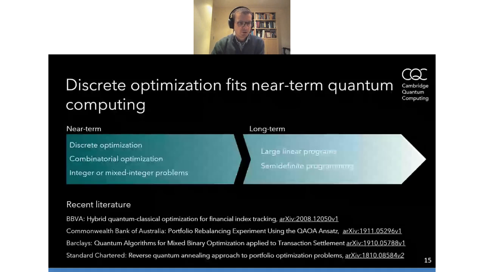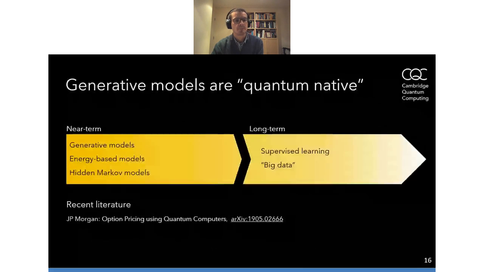This one, similarly, is a portfolio optimization problem done by the Bank of Australia. Here, this one is also interesting. Barclays did this transaction settlement problem that I already talked about. So here the idea is, as I mentioned, the clearinghouse needs to settle many transactions in a short amount of time, given some credit limit constraints. And similarly, again, a portfolio optimization problem done by Standard Chartered here.